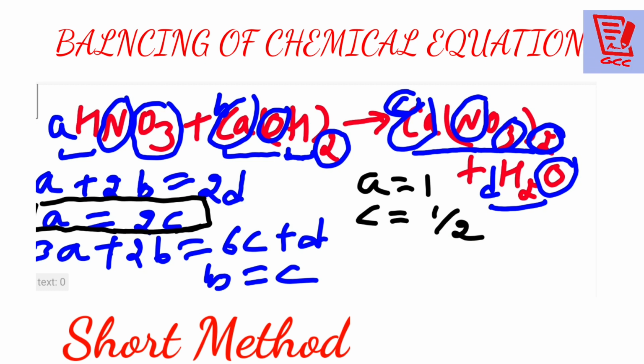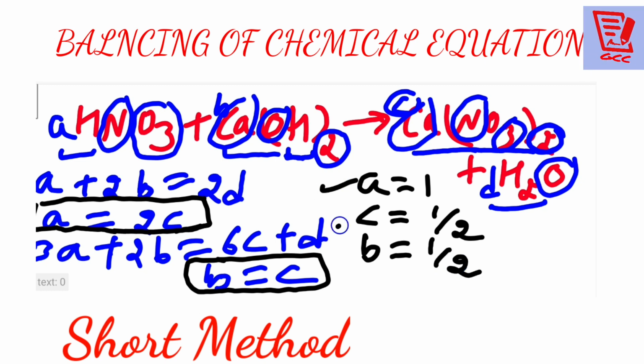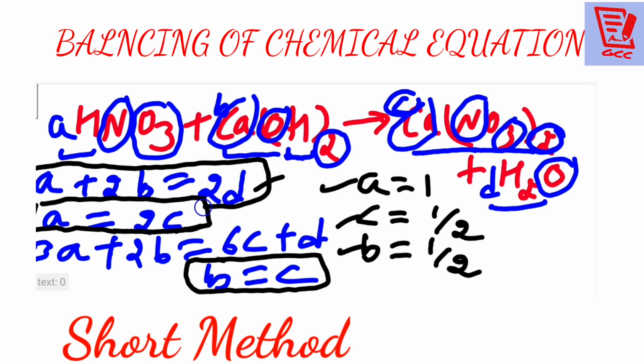Now you see, all of you, this one they have given to you, B equal to C. So if C is equal to 1 by 2, then B will also be 1 by 2. Now A came, C came, B came. What is left to find out? I think it's clear to you. Only D is left to find out. Please use this equation. Put the value of A and B into that.